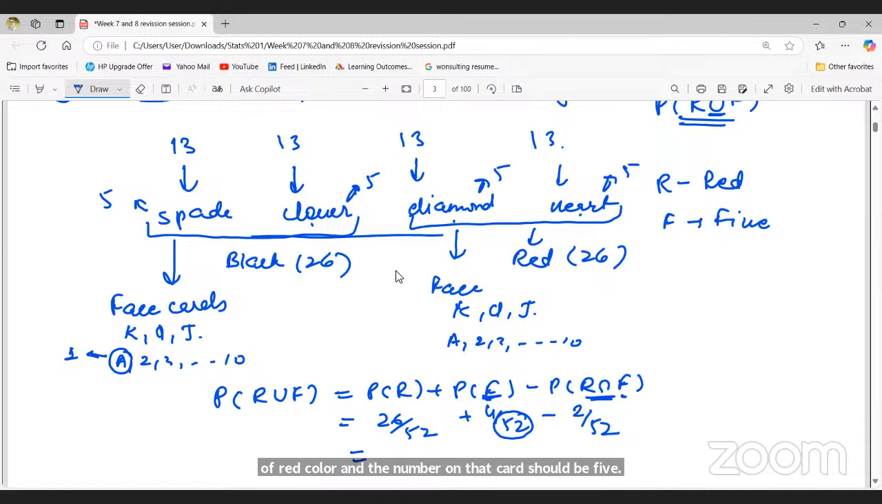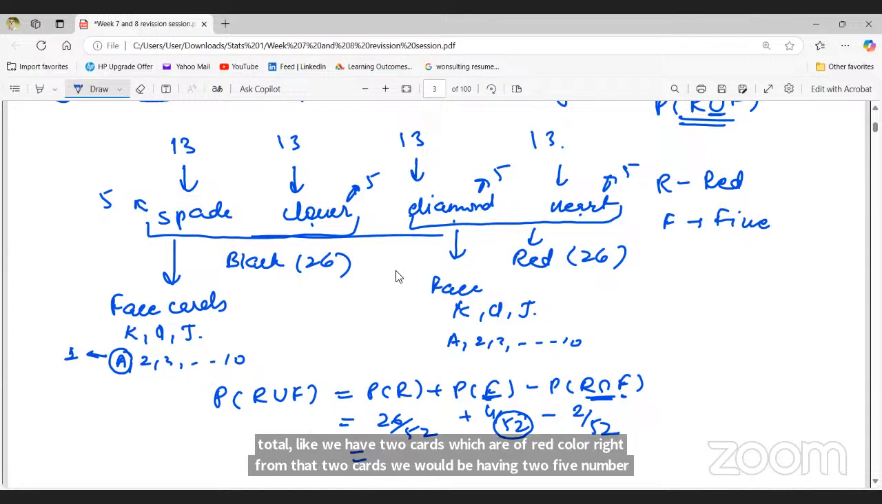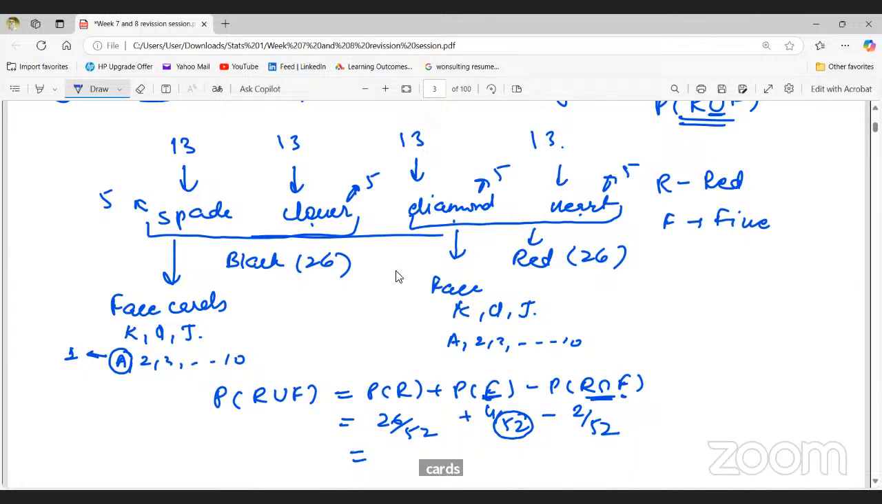In total, we have two red cards with the number 5. That is correct. If our sample space is the entire set of cards, then it will be 2 by 52. I was just wondering that.